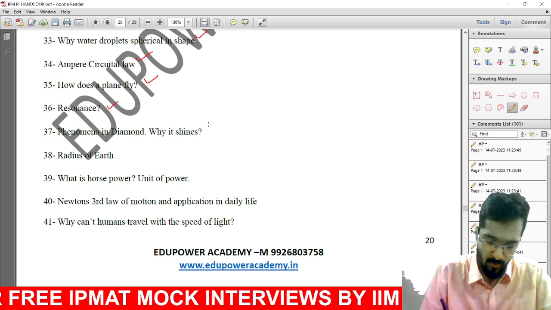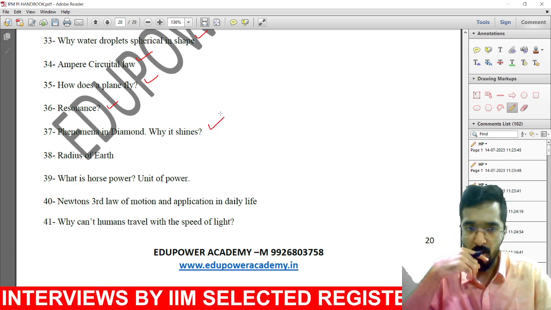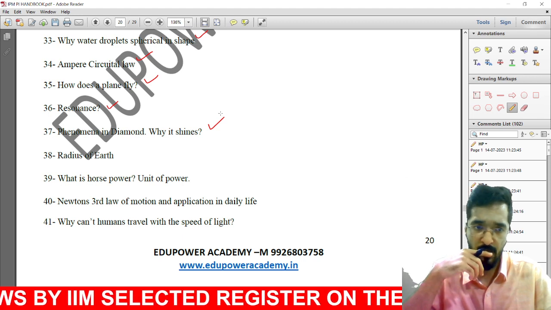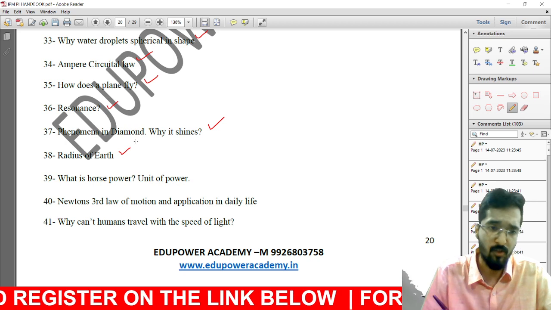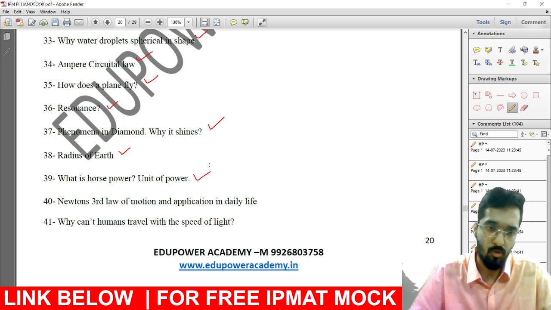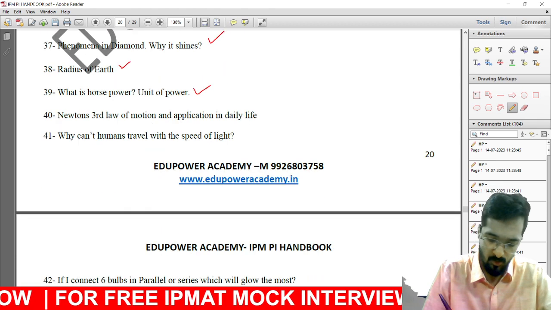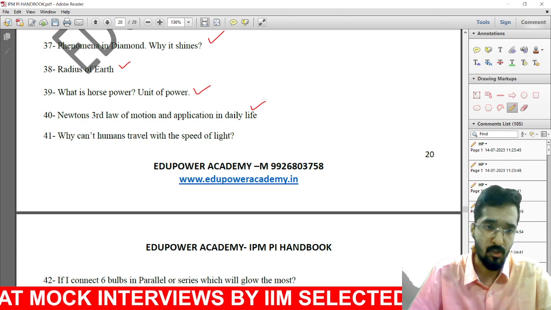Phenomenon in a diamond. Why does it shine? So this is total internal reflection, and it's there in the light chapter. Radius of the earth, there in the gravitation chapter. What is horsepower? Unit of power. Horsepower is a unit of power which is equal to 746 watt. Newton's third law of motion and its application in daily life.